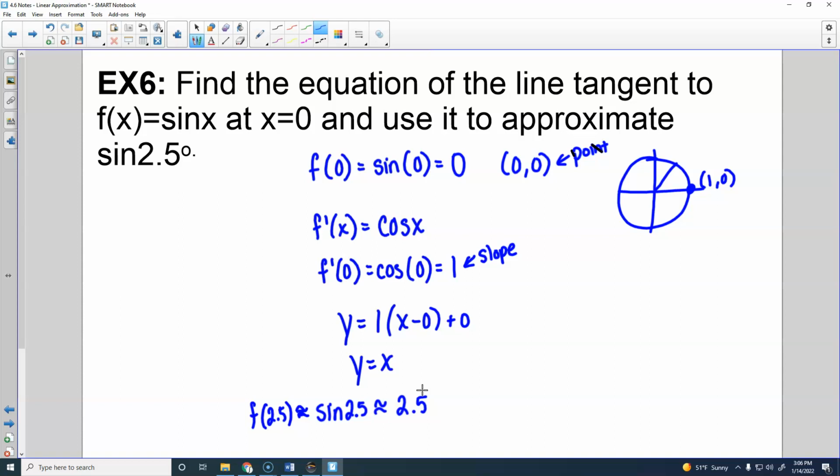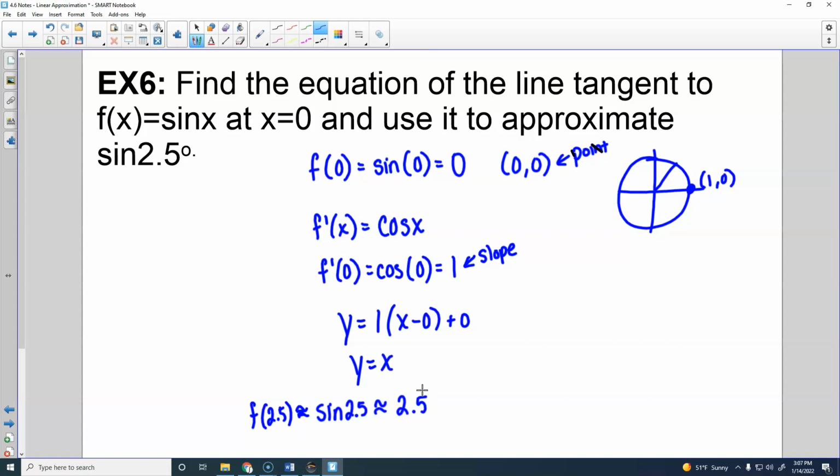Well, it's because you're plugging in 2.5. You're not even plugging in like 0.1, you're plugging in 2.5. Yeah, 2.5 away from 0 on the sine line. Literally. Yeah, it's just a bad estimate.